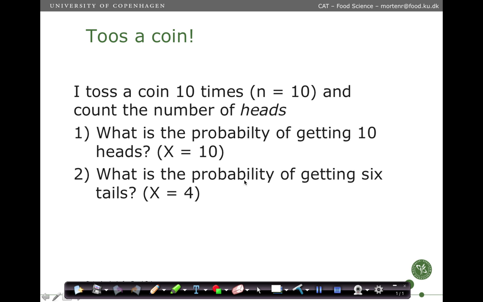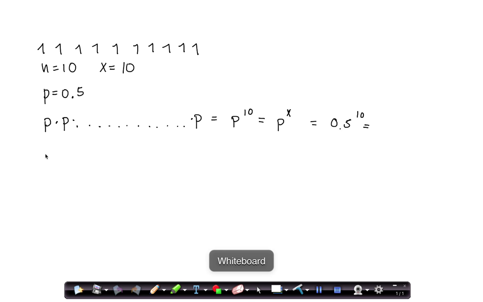The second question was, what is the probability of getting 6 tails? If I want to have 6 tails, I need to have exactly 4 heads, so x is 4 in this case. So I want something like this: 1, 1, 1, 1, and then 0, 0, 0, 0, 0, 0. That is x equals 4.